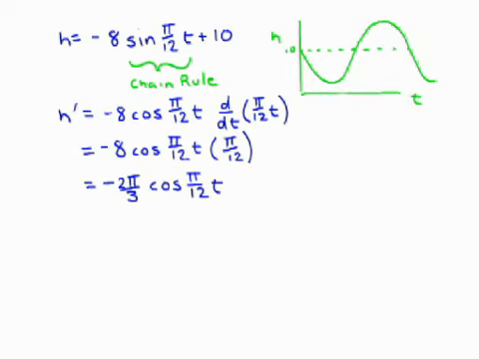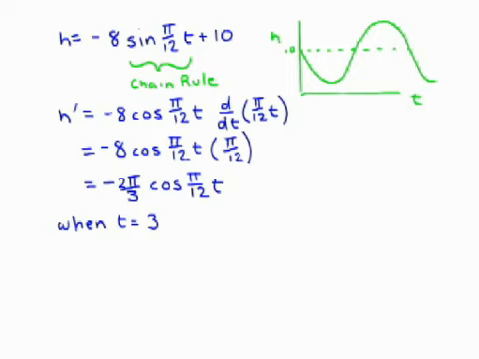So we end up with h prime equaling -2 pi divided by 3 times the cosine of pi divided by 12t. So what we're asked then to do is figure out the slope of the tangent line at t equals 3 and t equals 10. So we'll start with when t is equal to 3. It's merely a matter of substituting in 3 for t.